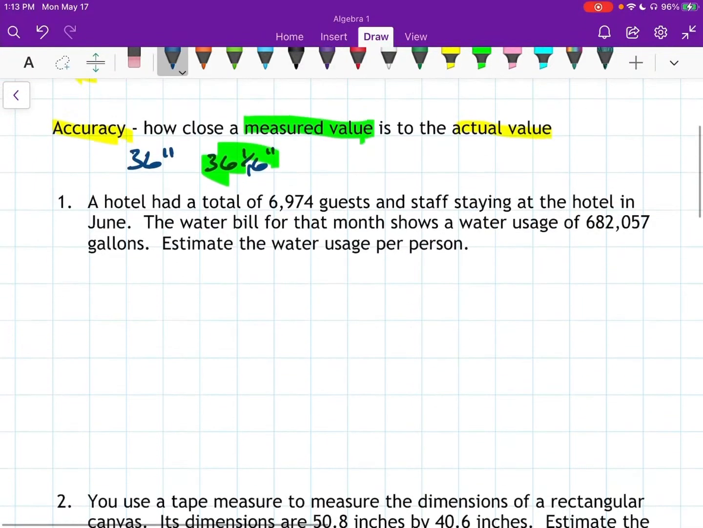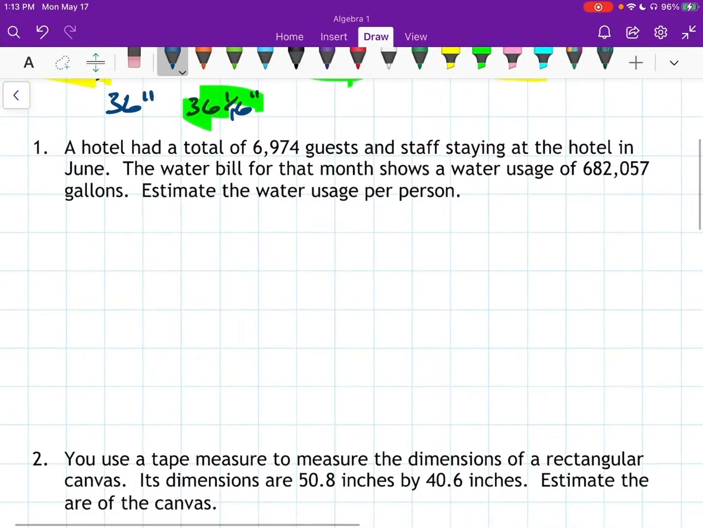So number 1 here, a hotel had a total of, I'm not even going to read that number, that many guests and staff staying at the hotel in June. The water bill for the month shows a water usage of that many gallons. Estimate the water usage per person. Now we're talking about precision and accuracy, so let's think about these numbers really quick. The number of people, that's probably correct, right? There's not a half person, there's not a quarter person. So we're going to say there's exactly 6,974 people.